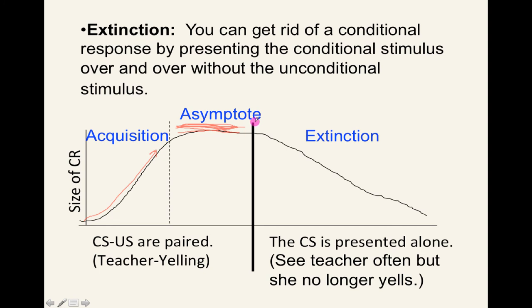At this point in time where this dark line is, we've implemented extinction. Now the CS, the conditional stimulus, is presented alone. In the case of the teacher, the student sees the teacher often, but she no longer yells. So there's no unconditional stimulus, and what happens then is eventually the student's anxiety and sense of embarrassment will decline. It's going to start to go down, and that's the process of extinction.